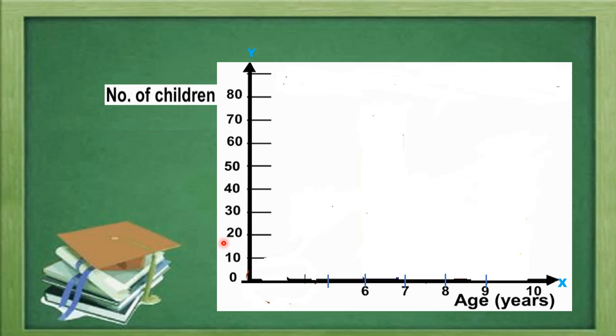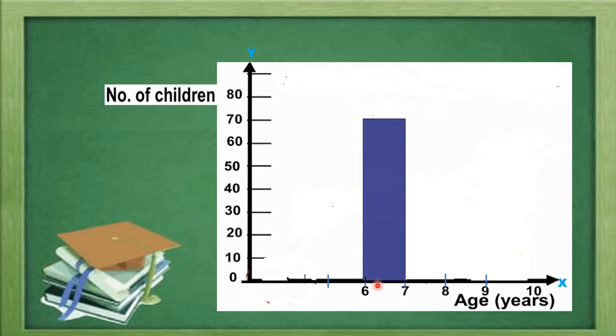children. Now as the age groups are given from 6 to 7, on the x-axis we mark 1, 2, 3, 4, 5 up to 6, then 7, 8, 9, 10 and 11. So this is the 6 to 7 space. The rectangle starts from here and goes up to the height 70, like this. This shows that between 6 and 7, the number of children of this age group are present in the park.